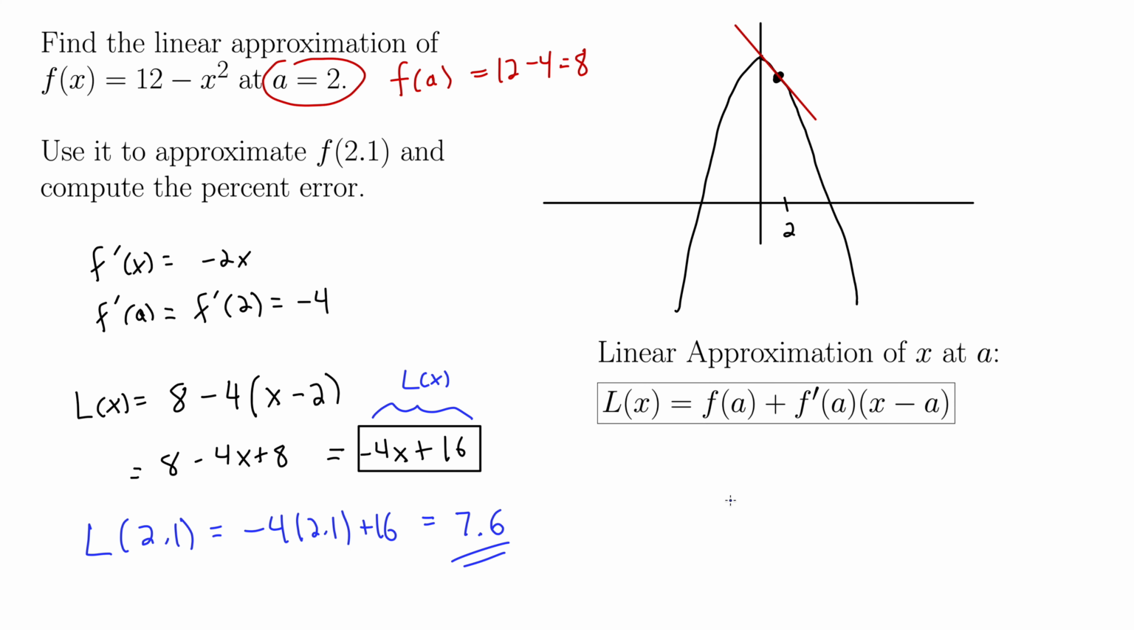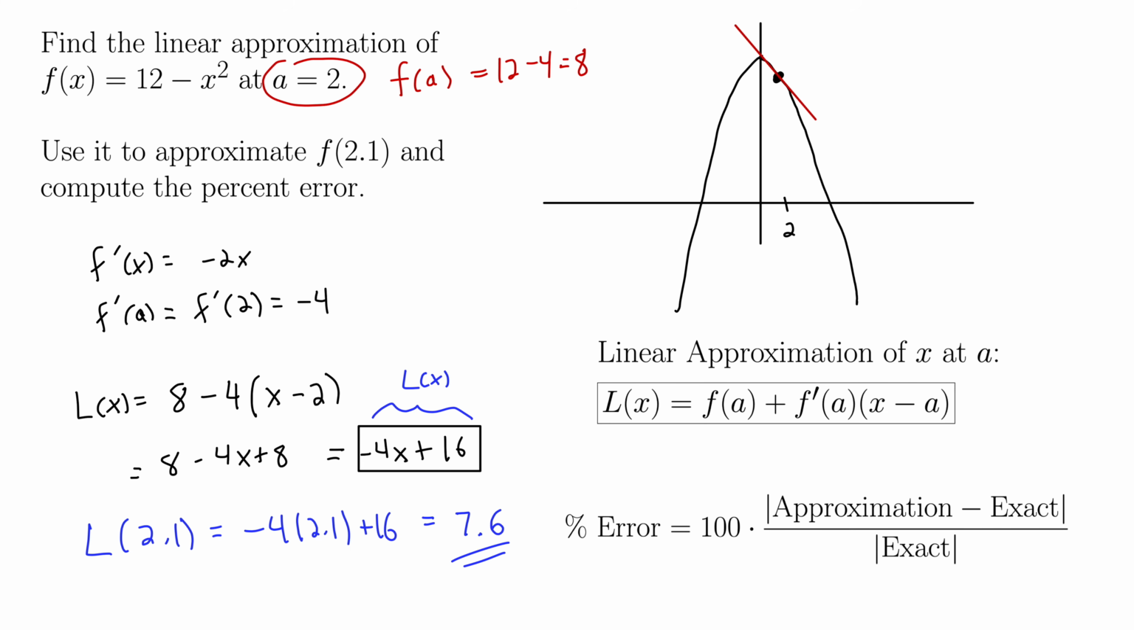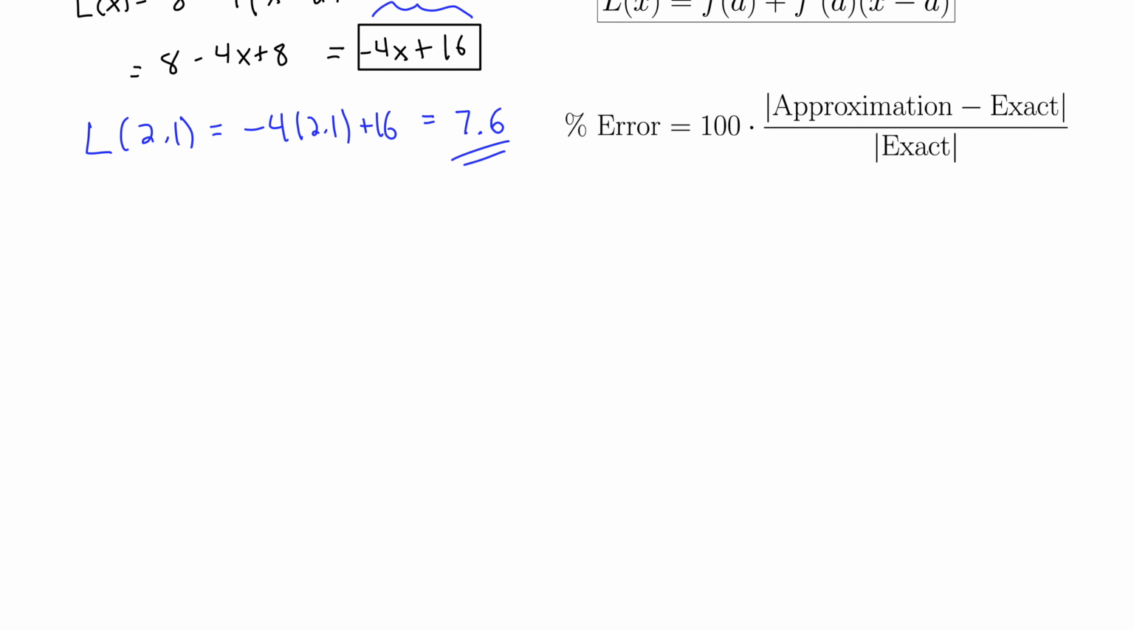Let's see how far off we are. We use something called the percent error to do that. Here's an equation for percent error. Percent error equals 100 times the absolute value of approximation minus exact, all over the absolute value of the exact. Well, we already know what our approximation is here because we computed that. That's our L of 2.1. So that comes to 7.6.